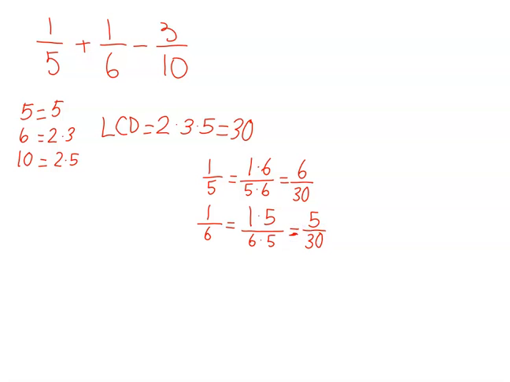Okay, great. What do we do with 3 over 10? We have to multiply by 3. So this would be 3 times 3 over 10 times 3. So again, we want to have denominator 30.